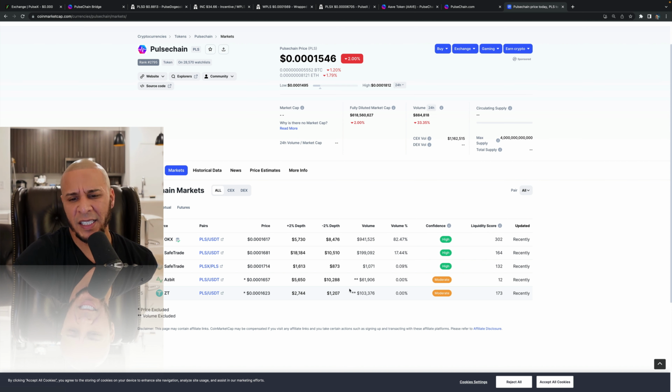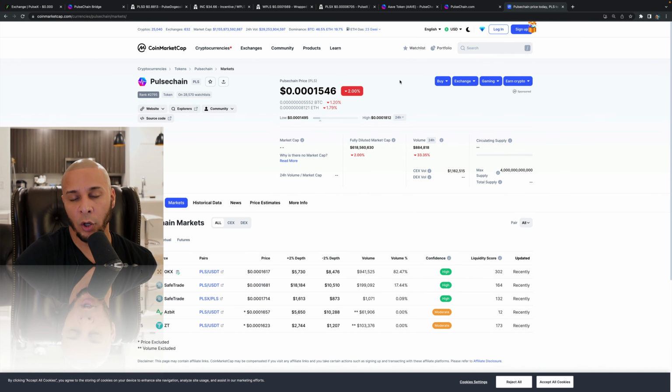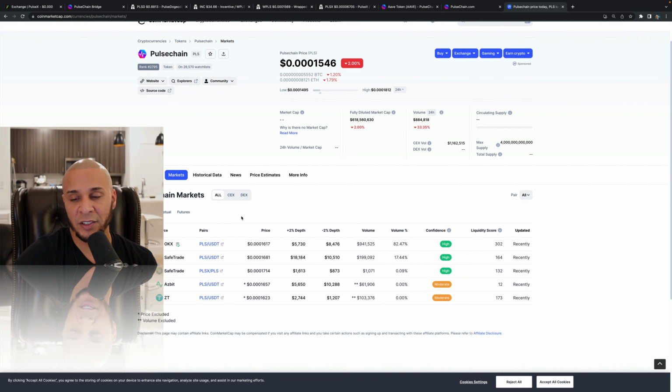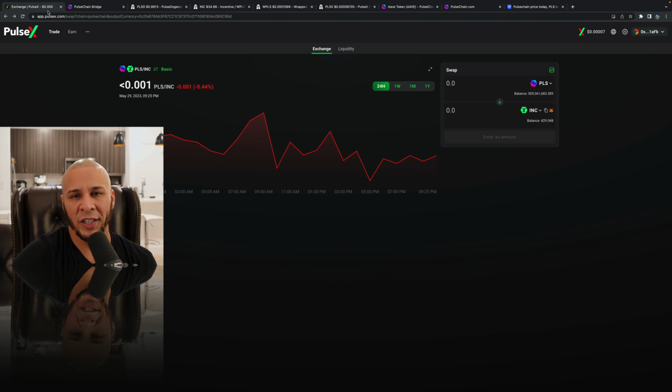As ZT, there's around $103,000 there. So there's a little bit of volume happening in decentralized exchanges, but most of the action is taking place on the DEX, the decentralized exchange, on app.pulsex.com.